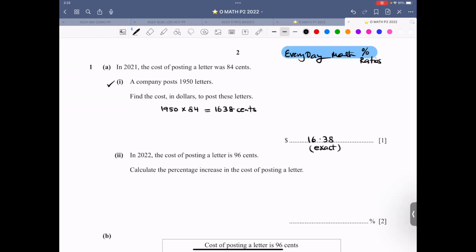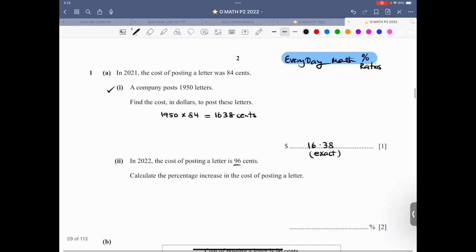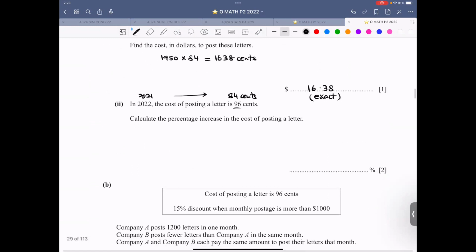That's the first part. In 2022, the cost of posting a letter is 96 cents, whereas in 2021, the cost of posting a letter was 84 cents. Calculate the percentage increase. So what's the increase? The increase is 96 minus 84, which is 12 cents. And what's the percentage increase?